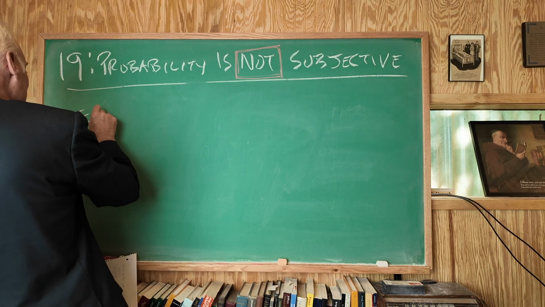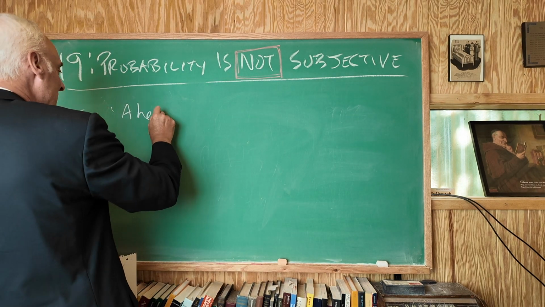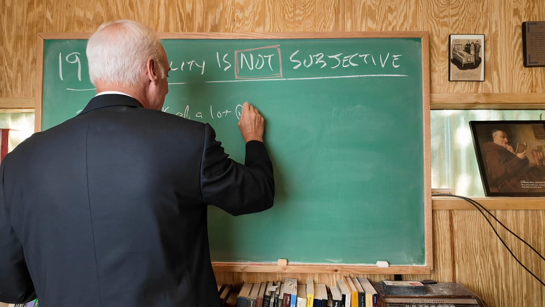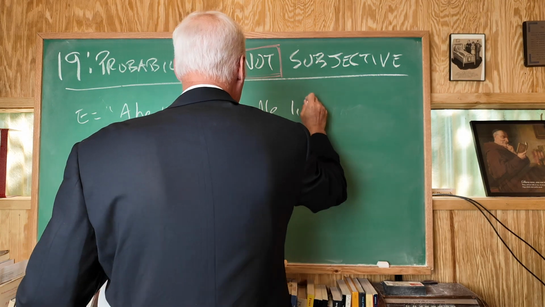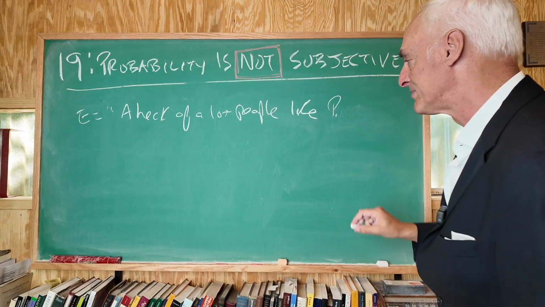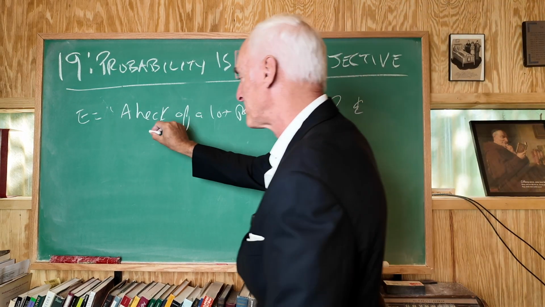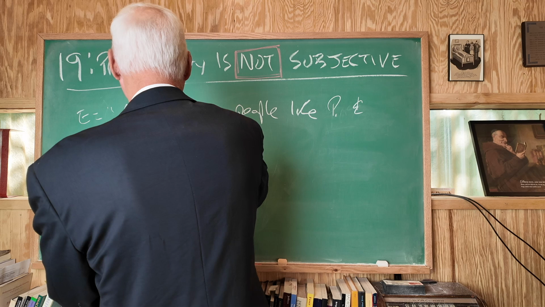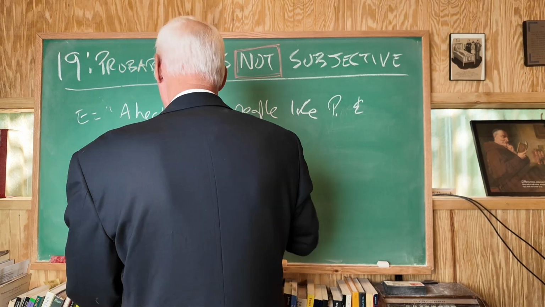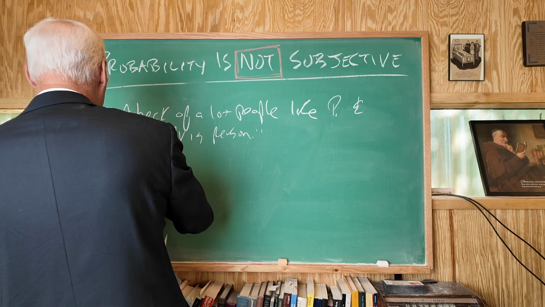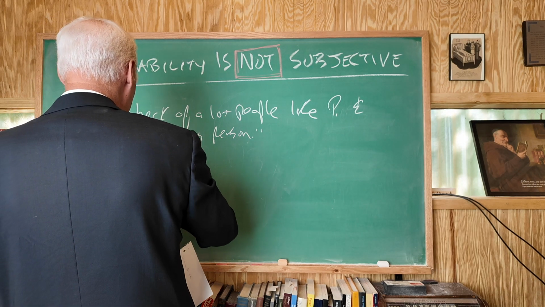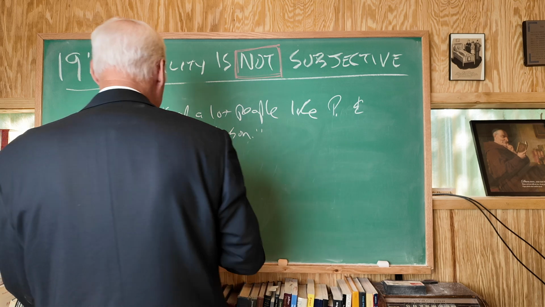Okay. Suppose our evidence is that a heck of a lot of people like this product. I'll just call it P. And I'll add to this premise, Mary is a person. So what's the probability that Mary, M-A-R-Y, I can't spell Mary, likes P, given E?